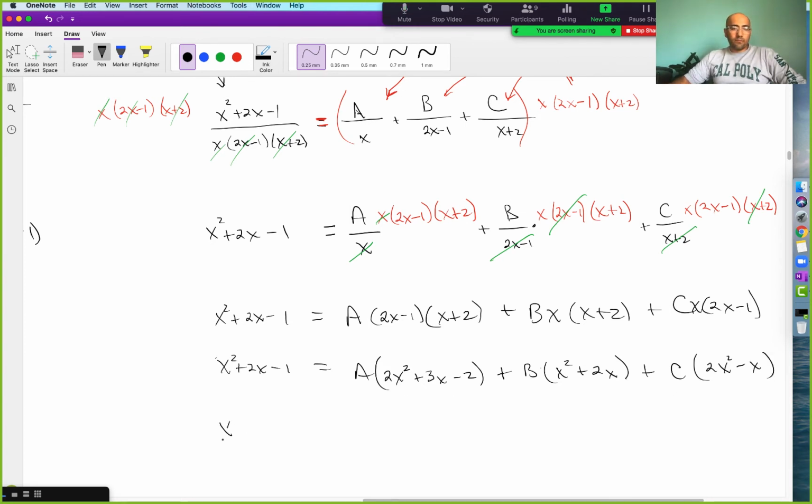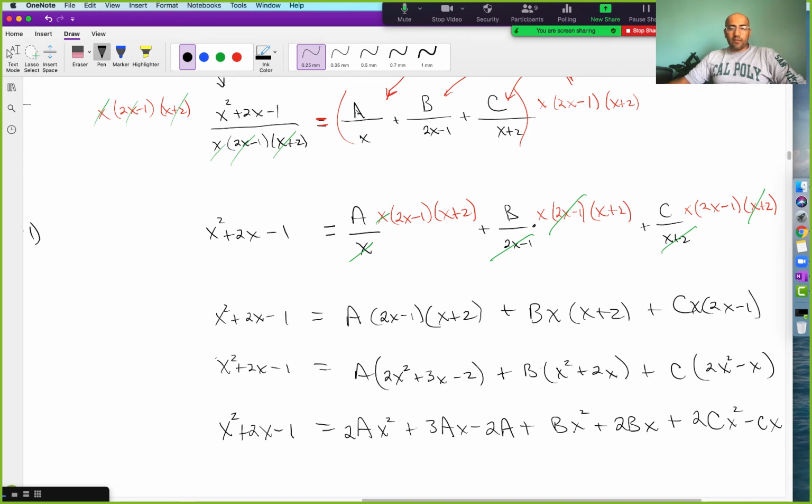Good. X squared plus 2x minus 1 is equal to, now I'm going to distribute that a, so I get a times 2, let's put the 2 out here, 2x squared plus 3ax minus 2a plus bx squared plus 2bx plus 2cx squared minus cx.